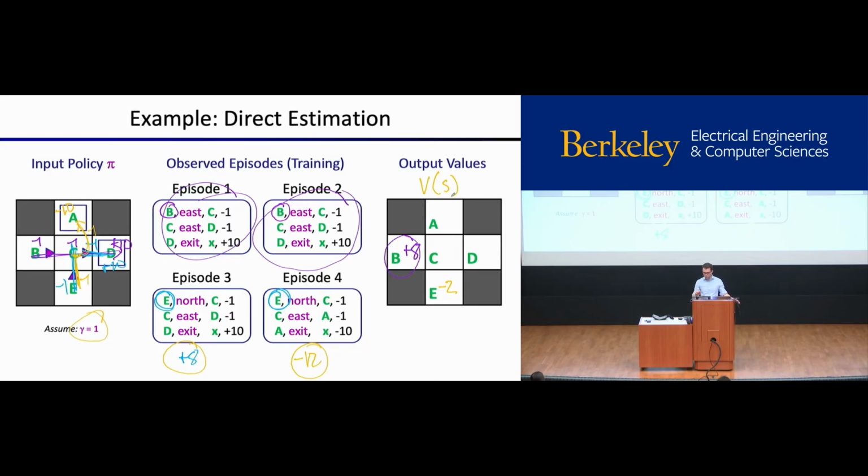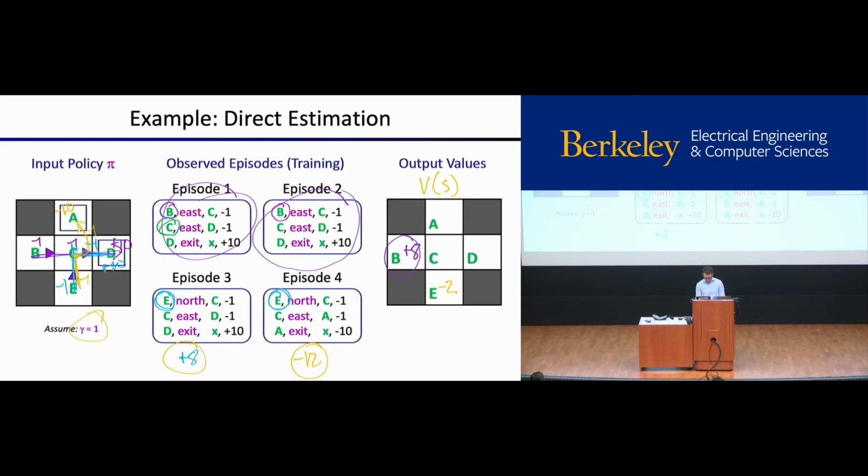Yeah, so let me just make sure that this is making sense to folks. How would we calculate the value of C? Who can tell me how we would calculate the value of C? We would just use all the episodes, but we would start from C instead of from B or E. Yeah, exactly. So which episodes have C in them? Well, they all do. So we start here.